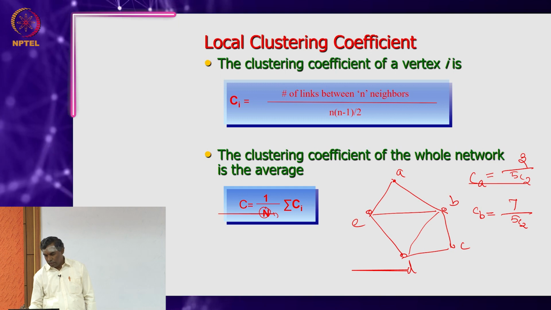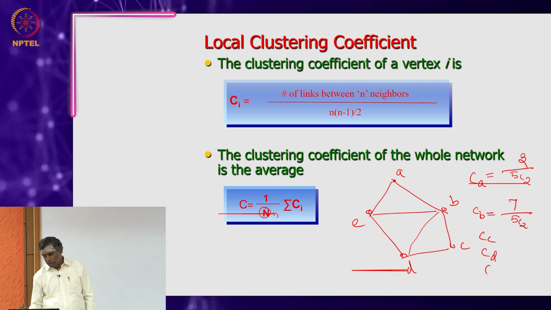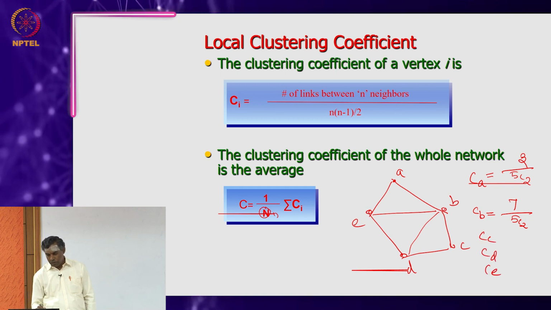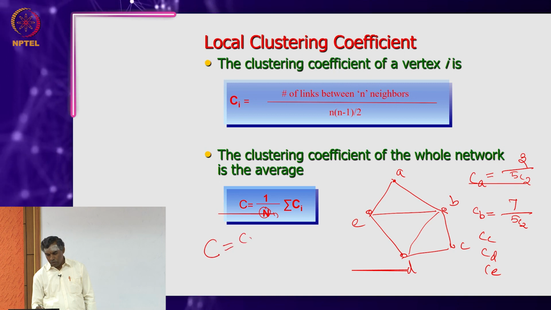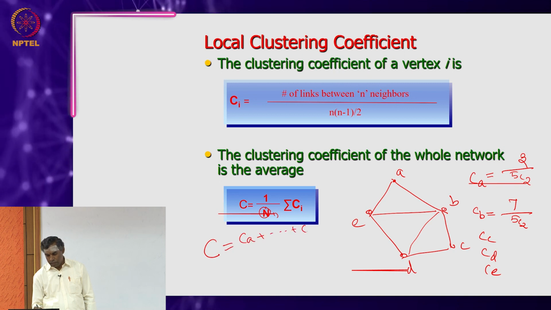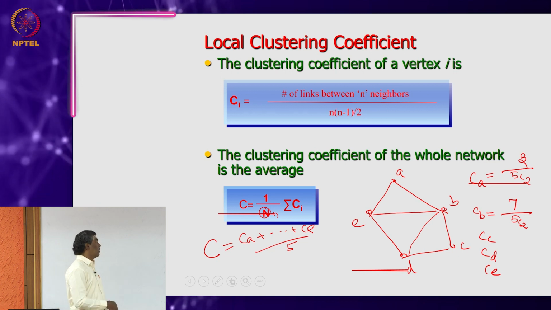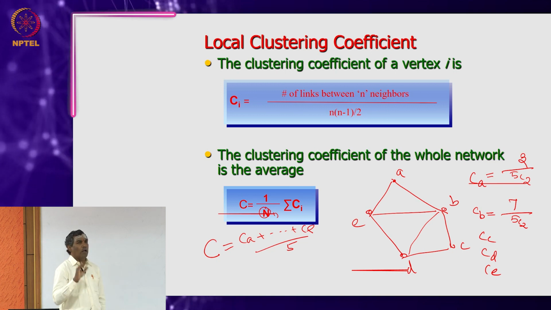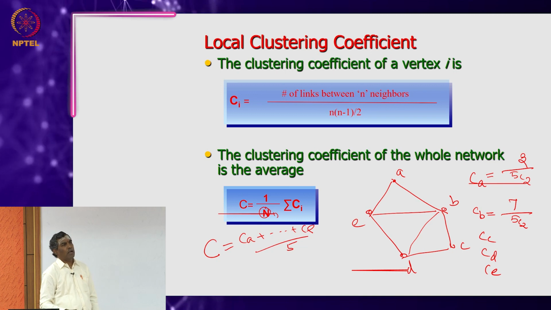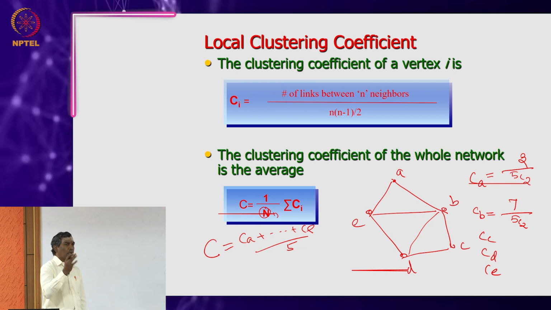Then you find CC, CD, and CE. Then the global clustering coefficient is CA plus and so on, plus CE, divided by 5. It is something like an average. This is a very powerful measure for finding features in data.